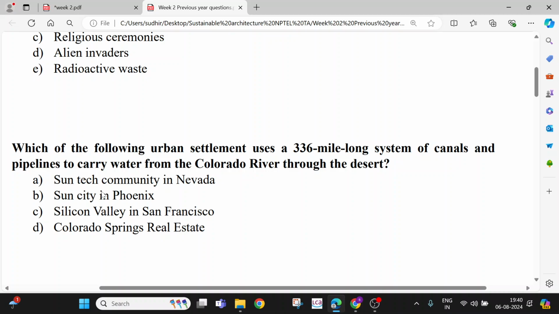Sun City, Phoenix. Okay, I received one answer. Which of the following urban settlements uses a 336-mile long system of canals and pipelines to carry water from the Colorado River through the desert? Option B, sir. Sun City at Phoenix.